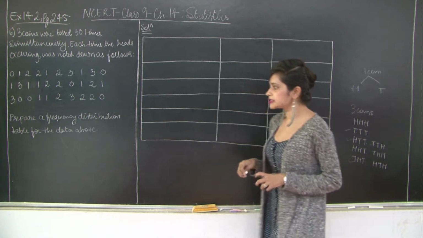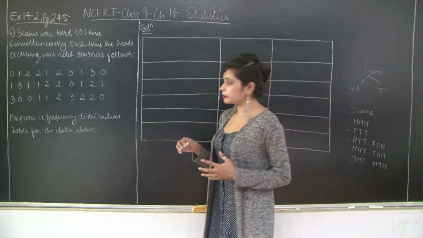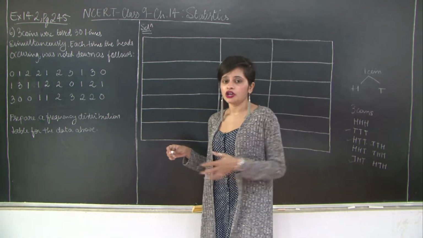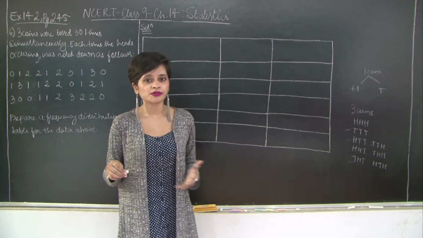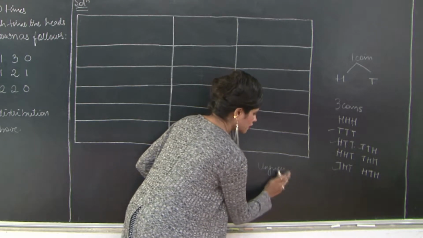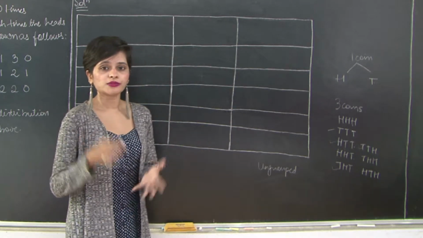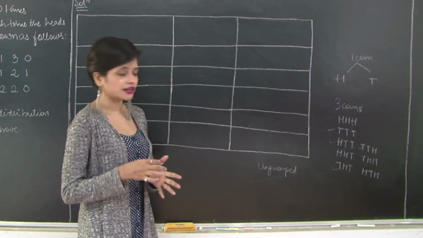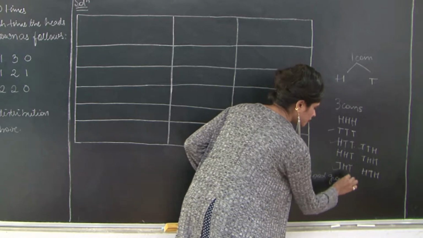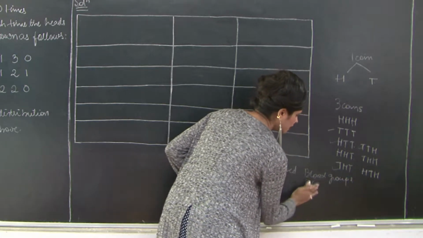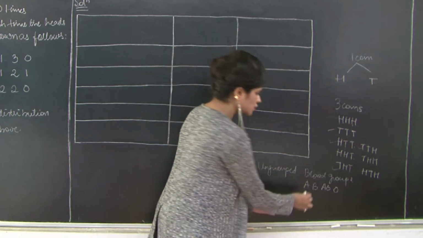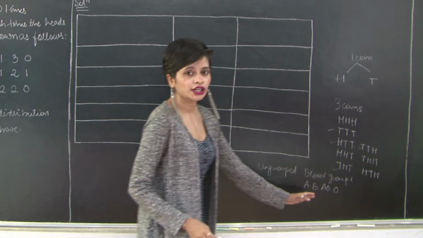Now we need to prepare a frequency distribution table for the data above. It's not been specified whether we need to draw a grouped frequency distribution table or an ungrouped frequency distribution table. So let's revise a little bit what we have learned about grouped and ungrouped frequency. Ungrouped is where you can't really share the observations under one class. Like we learned in the previous examples, we had blood groups, A, B, AB, O, and so on, right? Can you just write a range like A to B, B to AB? No. These are individual unique values, right?